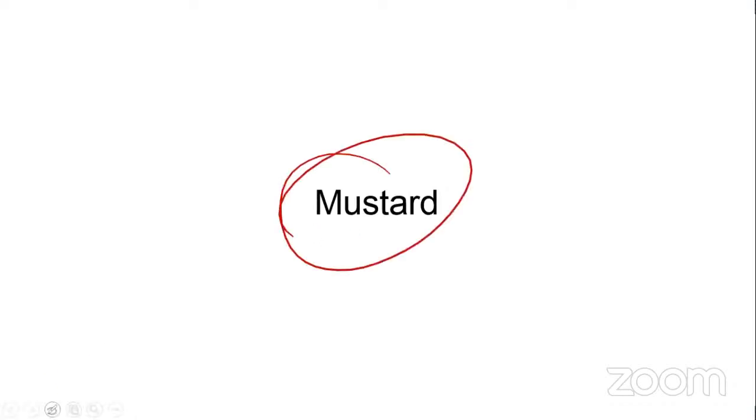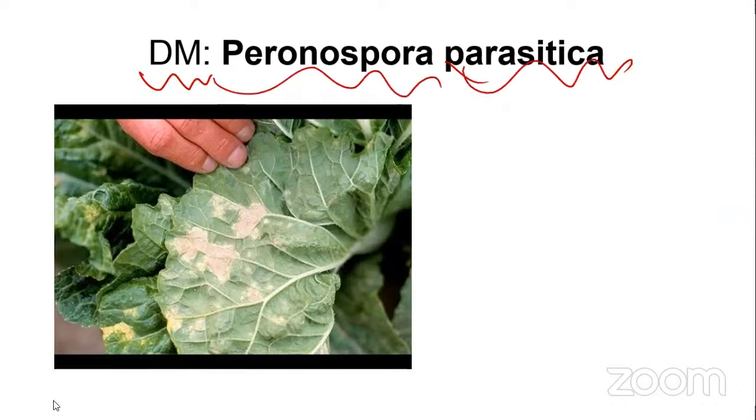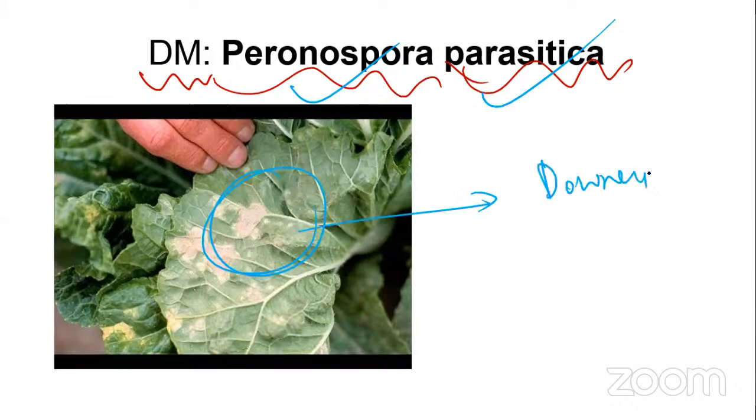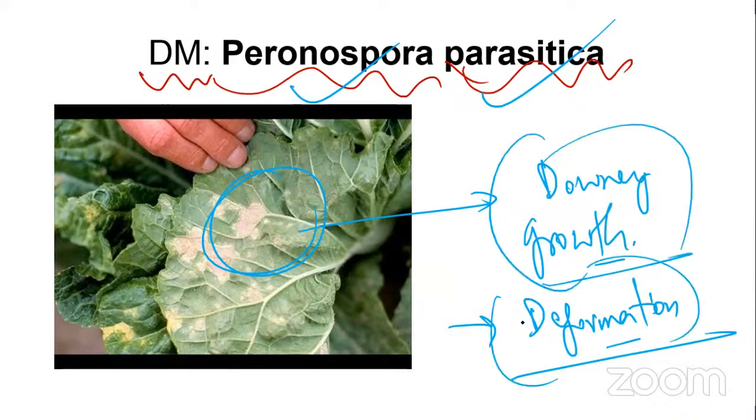Then the next crop is mustard. The first disease is downy mildew, right? The disease is caused by Peronospora parasitica. What you can see is the downy growth on the under surface of the leaf. Okay, so that is the major criteria, and deformation of the leaf will be there. The structural integrity of the particular leaf will be deformed. So that is also an important criteria.